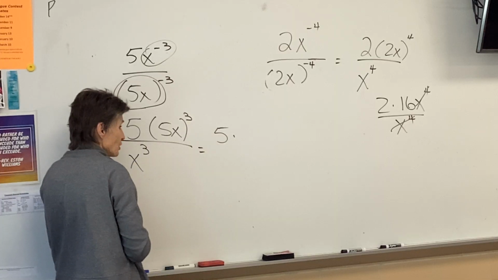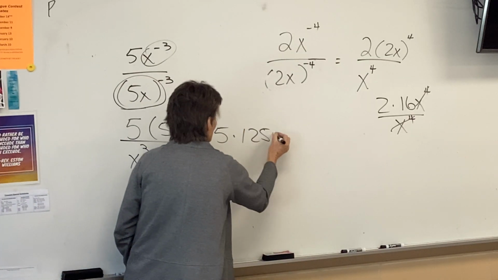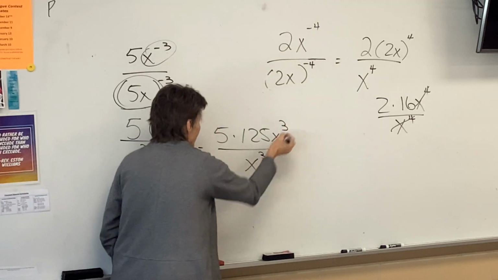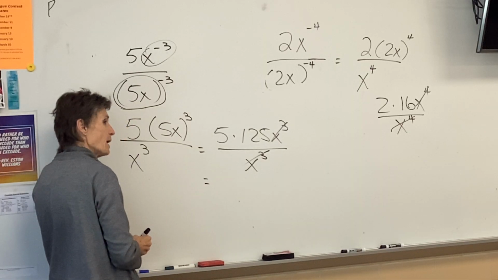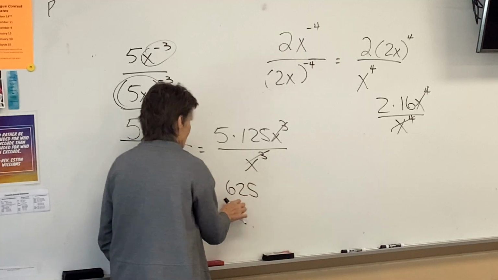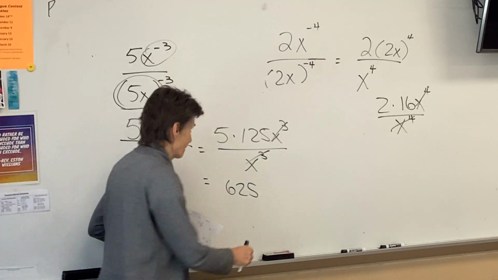Anybody know what 5 cubed is? 125. There go our x cubed. Anybody know what 5 times 125 is? 625.